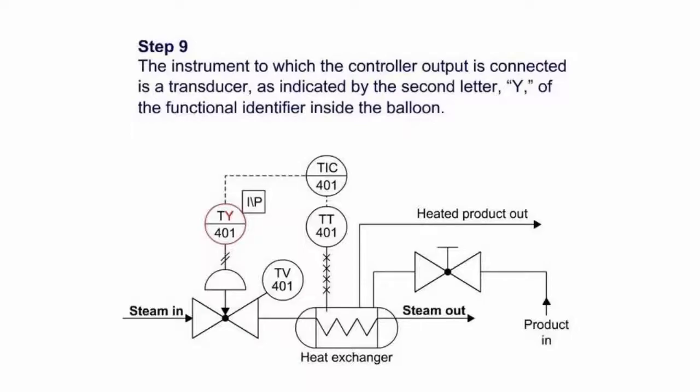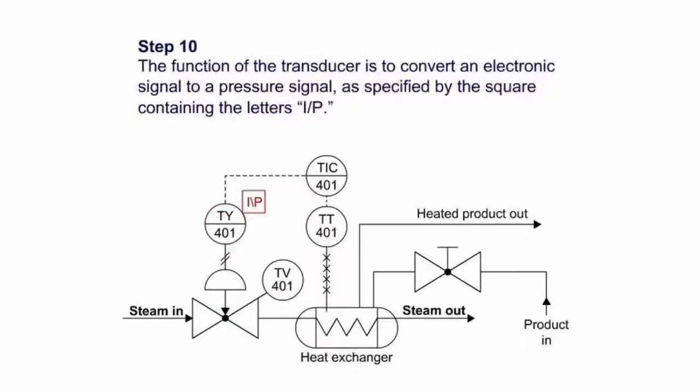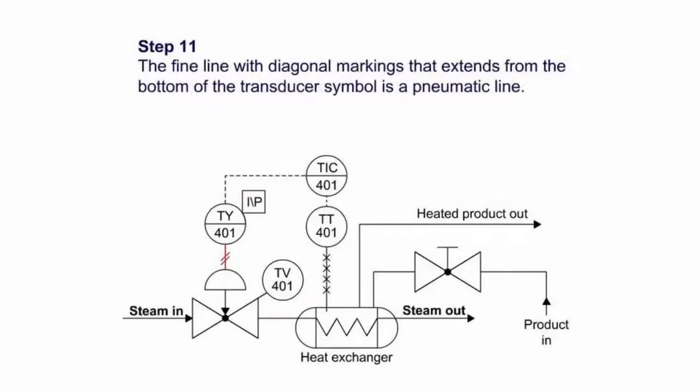Step 9. The instrument to which the controller output is connected is a transducer, as indicated by the second letter Y of the functional identifier inside the balloon. Step 10. The function of the transducer is to convert an electronic signal to a pressure signal, as specified by the square containing the letters IP. Step 11. The fine line with diagonal markings that extends from the bottom of the transducer symbol is a pneumatic line.